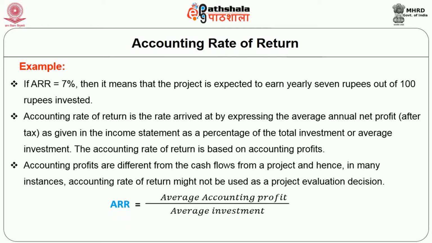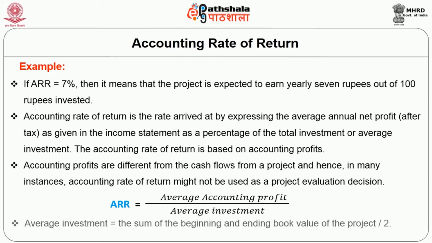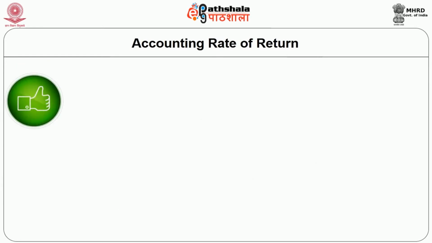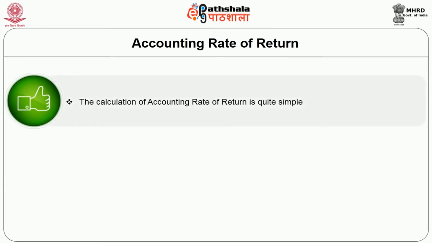ARR is equal to average accounting profit divided by average investment. Average investment is the sum of the beginning and ending book value of the project divided by 2. Advantages of accounting rate of return. The calculation of accounting rate of return is quite simple.